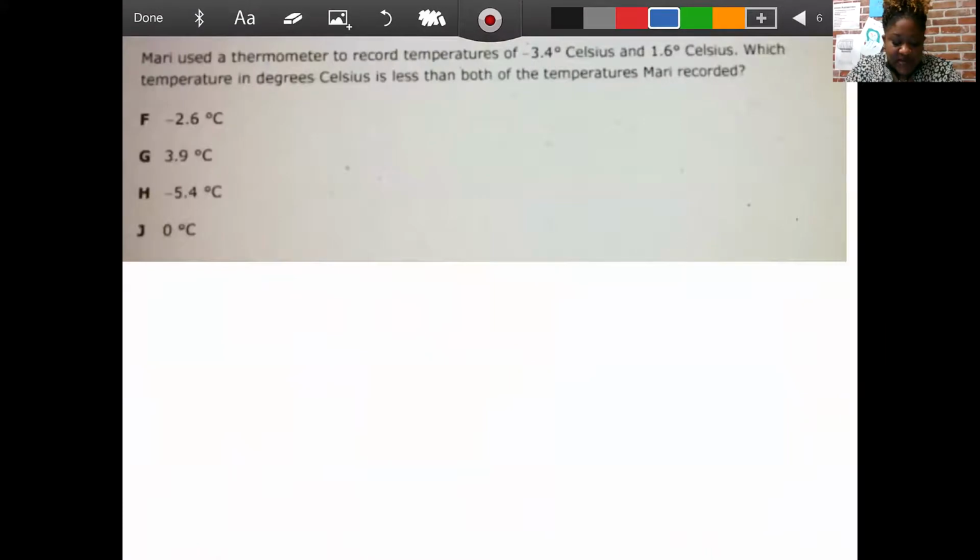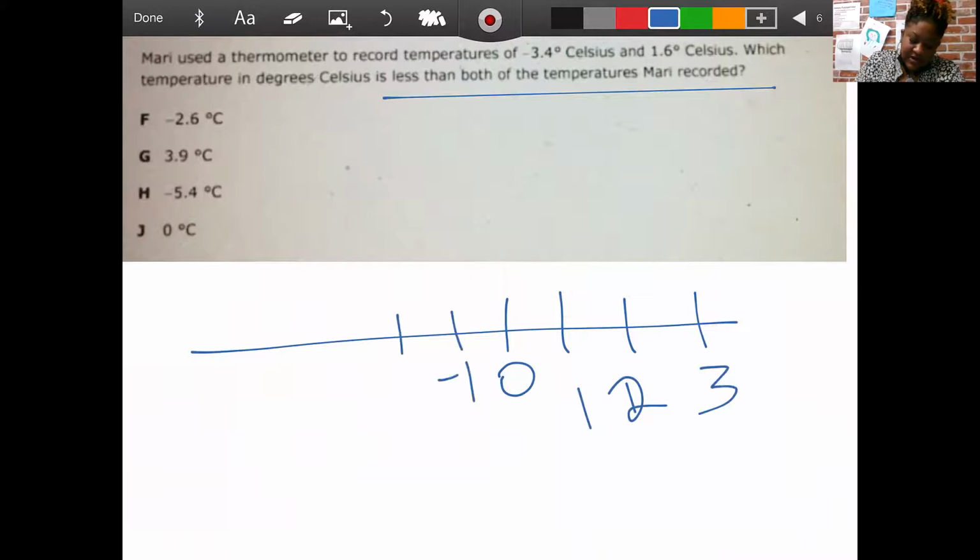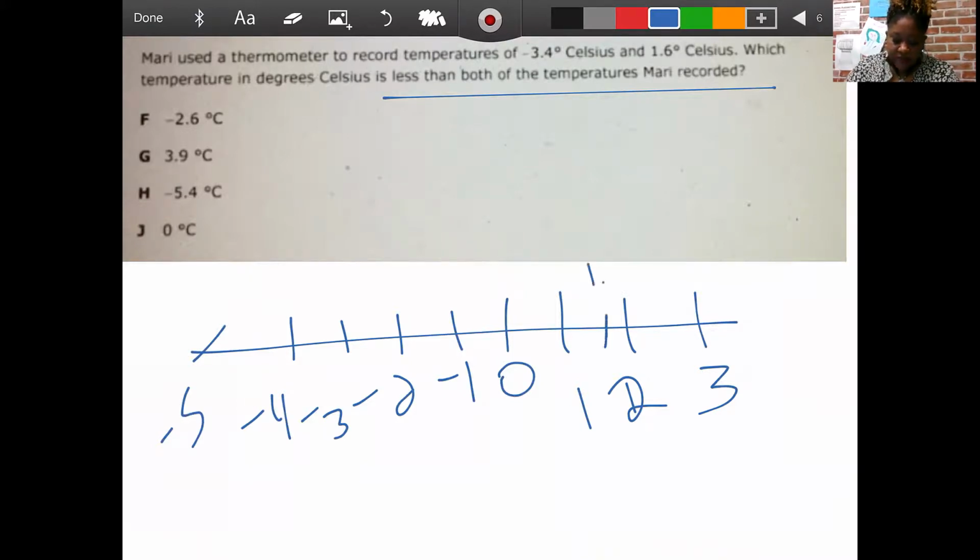Okay, next, Marie used a thermometer to record temperatures of negative 3.4 degrees Celsius and 1.6 degrees Celsius. Which temperature in degrees Celsius is less than both? Okay, so remember on a number line, 1, 2, 3, sorry, 1, negative 1, negative 2, negative 3, negative 4, negative 5. Okay, so 1.6, $1.60, is right between $1 and $2, and negative 3.4.